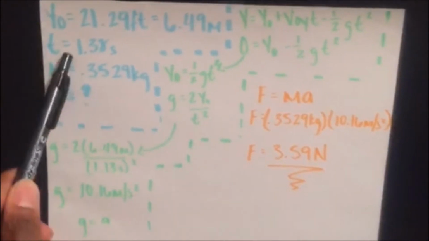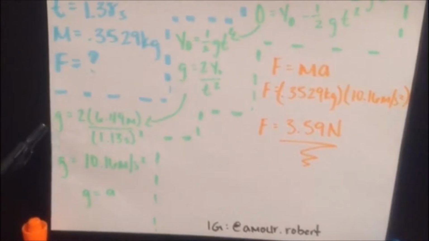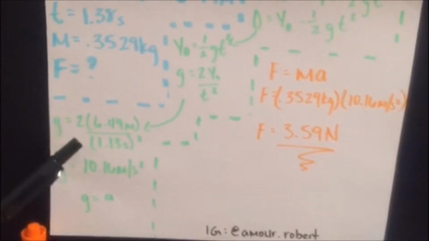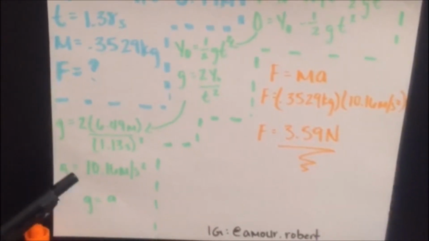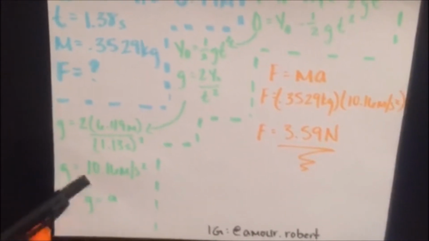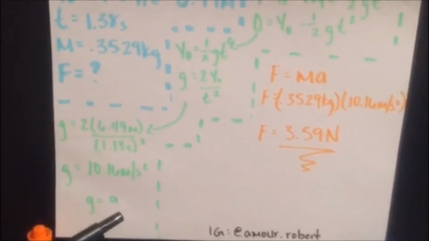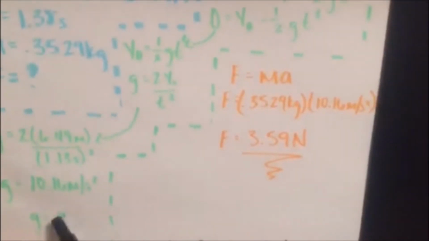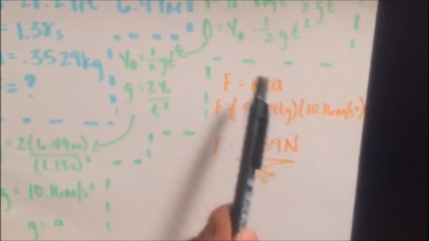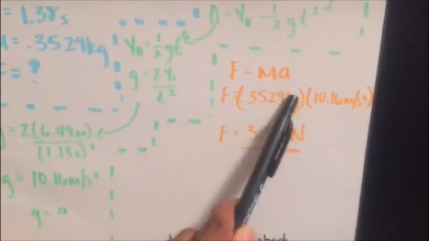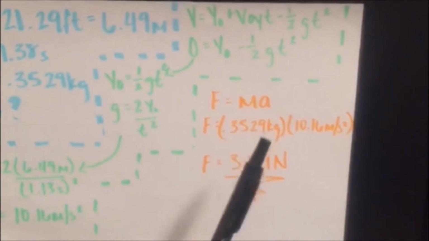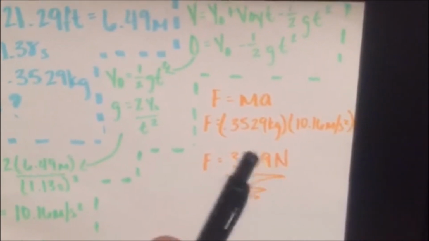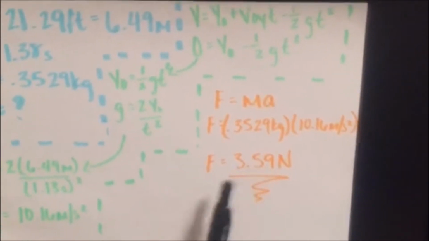And now we simply plug in our givens. Now we're left with g equals 2 times 6.49 meters over 1.13 seconds squared. And we're left with g equals 10.16 meters per second squared. G is equal to A. So we plug in our A into our force formula, which is force equals mass times acceleration. And so force equals, as we plug in our givens, 0.3529 kilograms times 10.16 meters per second squared. And we end up with a result of 3.59.